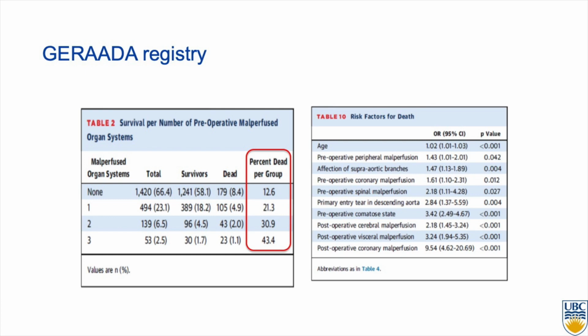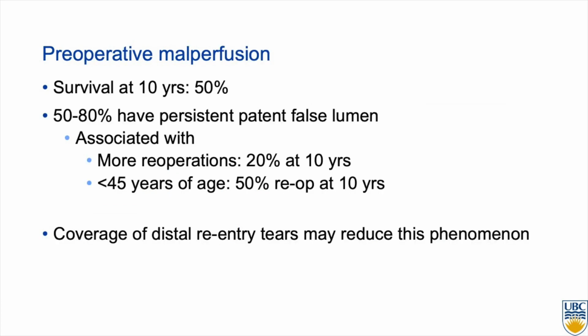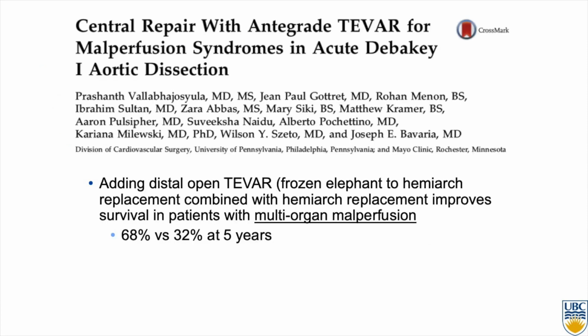This German registry nicely illustrates the mortality burden associated with multi-organ malperfusion in acute dissections. Patients with preoperative malperfusion have a decreased survival at 10 years of about 50%. Using a simple hemiarch, about 50 to 80% of patients have a persistent patent false lumen, which is associated with more reoperations at 10 years, and even more so in young patients. Being able to cover distal reentry tears may reduce this phenomenon.